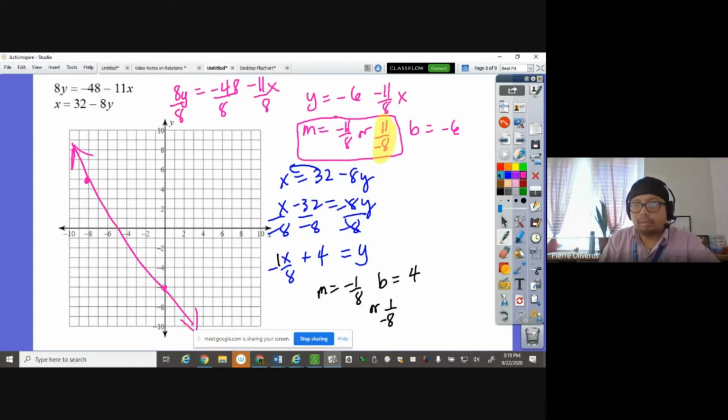So let me start at 4. 4 is right here. I'm going to go down, right 8. 1, 2, 3, 4, 5, 6, 7, 8. If I go down, 8 will be somewhere here. So I'm going to do the reverse way. I'm going to go up, left 8. 1, 2, 3, 4, 5, 6, 7, 8. Boom. The pink and the orange lines intersected at this point here. So the point of intersection is negative 8, comma 5.